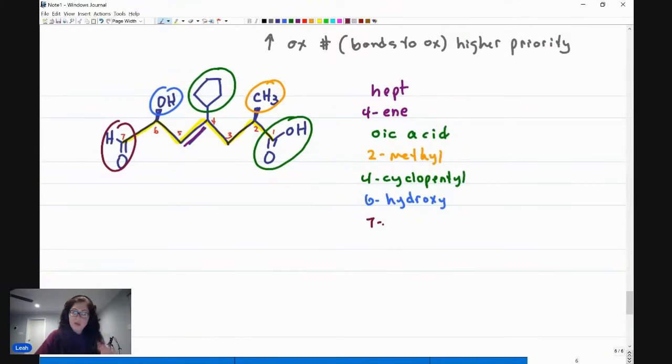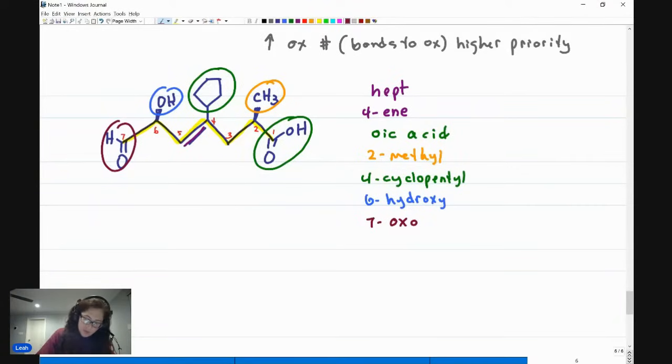I have seen it called formyl and oxo. I learned it as oxo, but some professors teach it as formyl. Both of them are perfectly okay. Oxo also works for ketones. If it's at the end of the molecule, it's an aldehyde. If it's in the middle of a molecule, then it's a ketone.